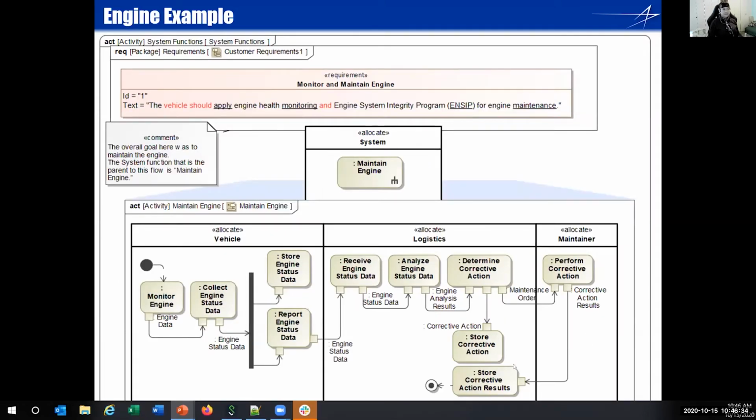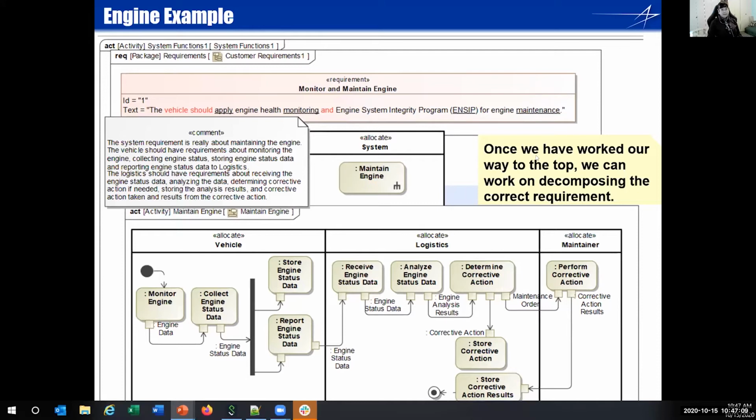All right, so taking a look at this, I think my overall goal here is to maintain the engine. When I look at all these functions here and I try to bring it up a level about what is my system supposed to do? I've got a vehicle, I've got a logistics, I've got a maintainer. What is the overall functionality I'm trying to achieve? And the purpose here is to actually maintain my engine and keep it running so I can operate my car, or I can take my boat out on a trip and stuff. So this is the purpose of the overall system.